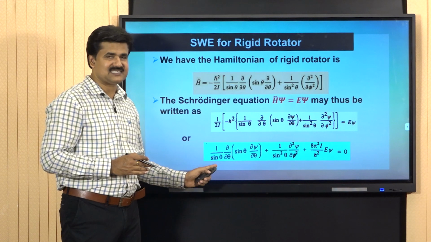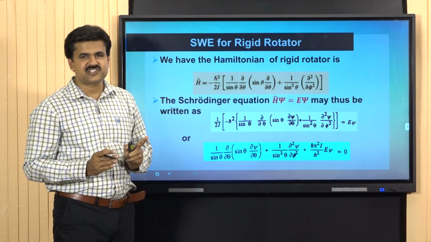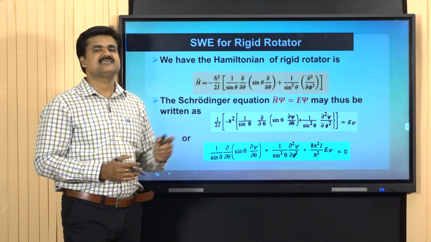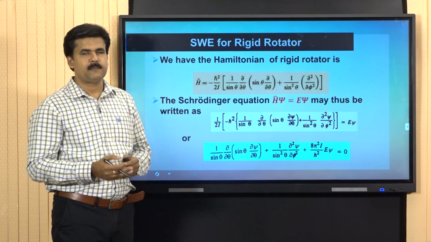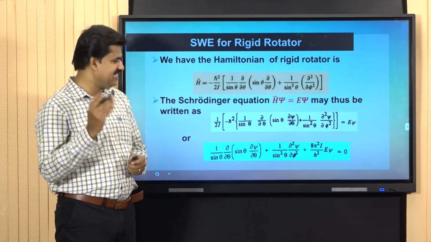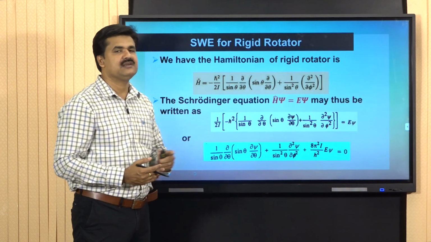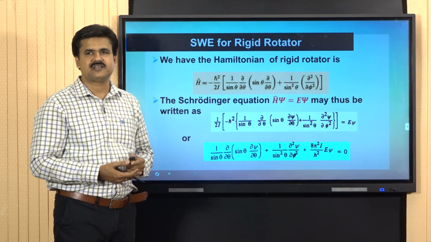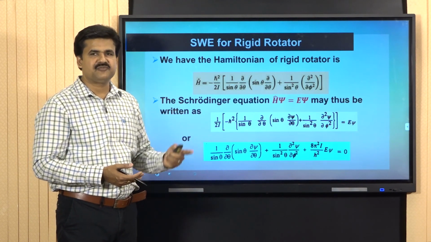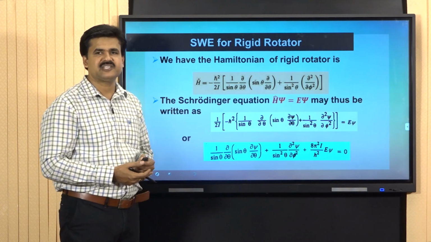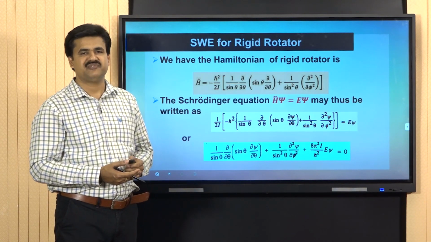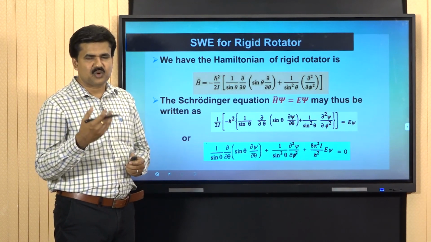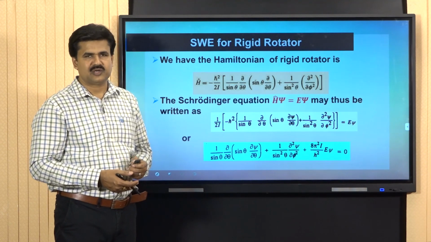This one represents the Schrodinger wave equation of a rigid rotator. And it is clear that this Schrodinger wave equation contains two variables. The two variables are theta and phi. Therefore, to get a solution by using this expression is very difficult. And first of all, we have to separate this equation using the method of separation of variables. And we are moving on to the solution of the Schrodinger wave equation of the rigid rotator.